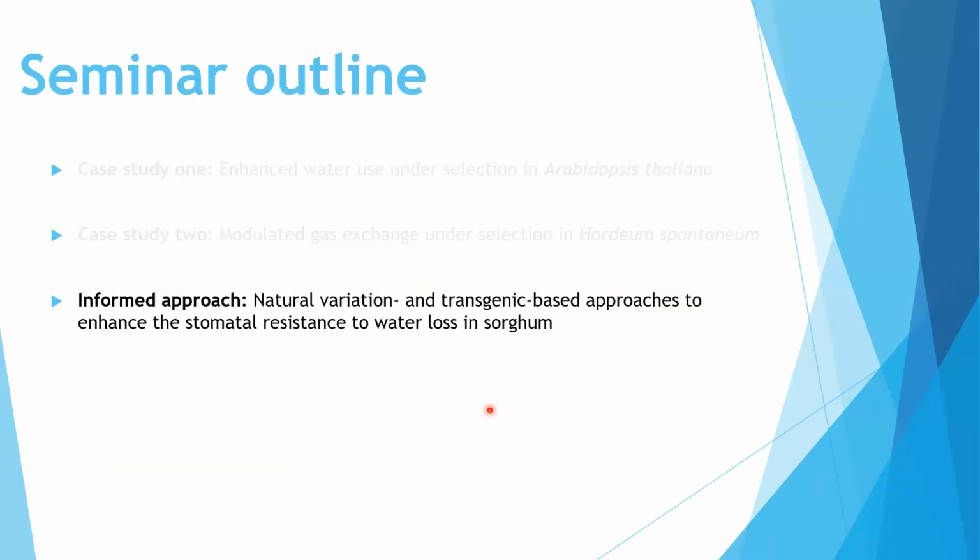I hope with those two case studies, I've convinced you that stomatal morphology is really important for balancing water use and carbon gain in plants. Now I want to go into more of a targeted approach. The previous experiments were not fishing expeditions exactly, but were trying to see what was there and accumulate evidence. Now I'll talk about a targeted approach to identify genes of interest associated with stomata, and transgenic approaches to try and improve water use efficiency in sorghum.